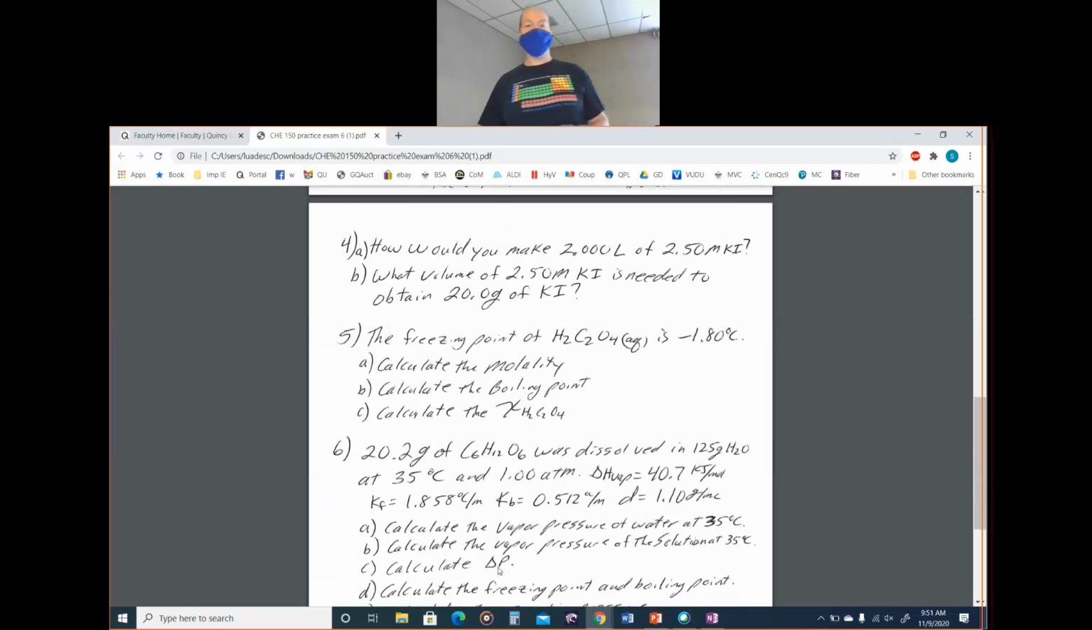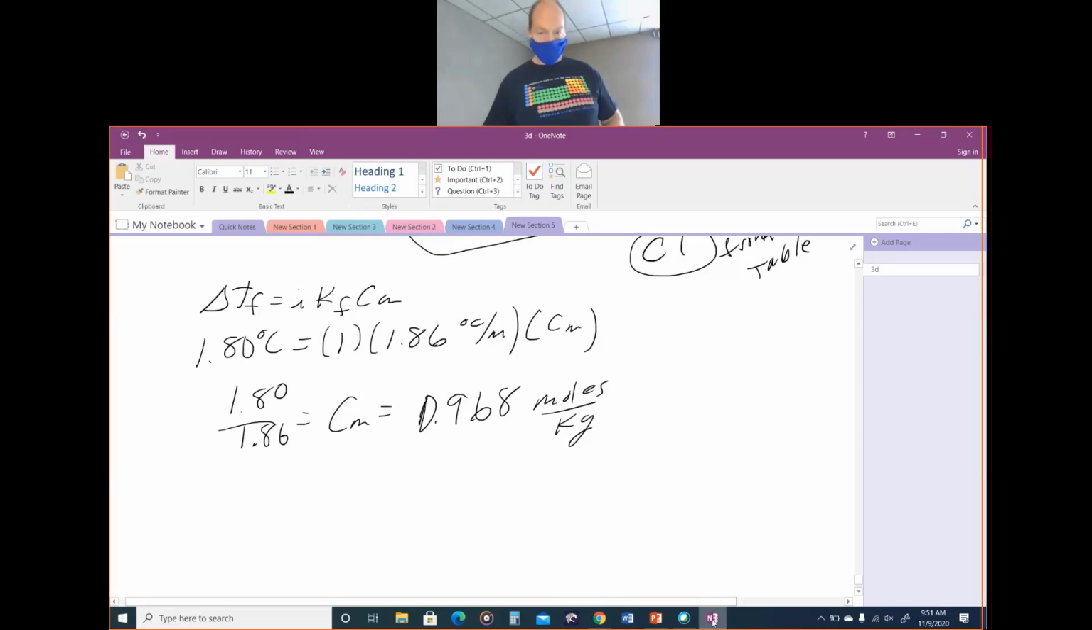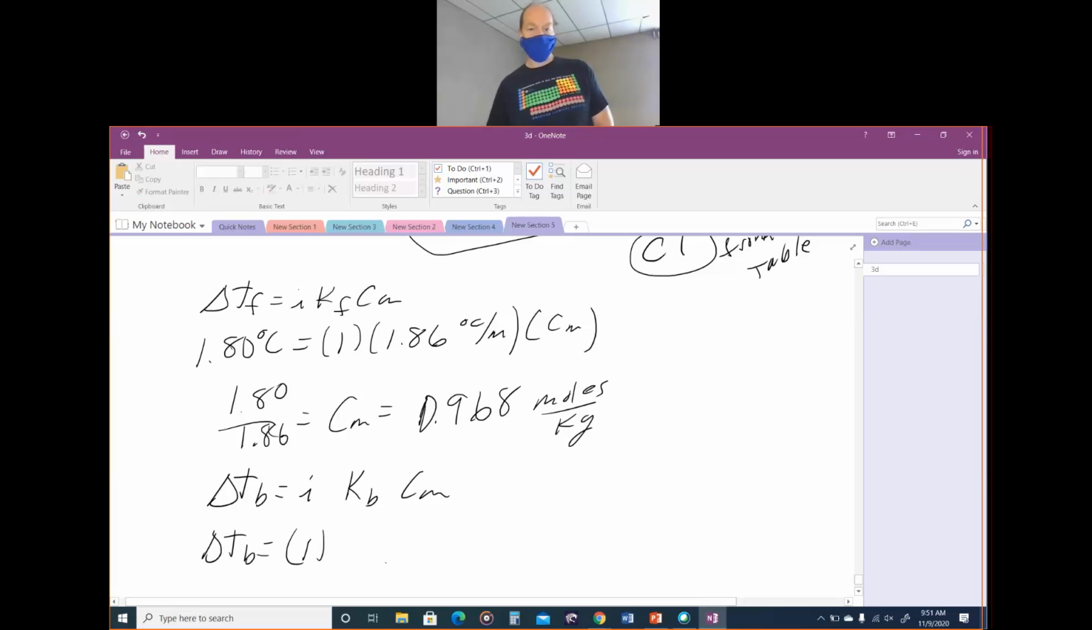That's the molality. Calculate the boiling point. So now we've got to calculate the boiling point. Now that we have the molality, we can calculate the delta T sub B. That's equal to I Kb C sub M. So delta T sub B is equal to the I value. This is a weak acid. The I value is 1. Kb, we look it up on the table, 0.512. And the molality, we calculated the molality is 0.968.